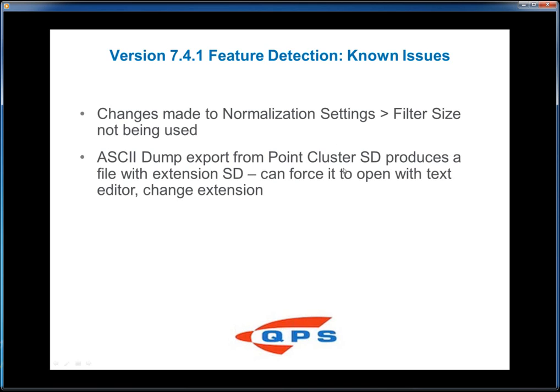And the other one was the Ascii dump export from the point cluster. So when you went to save in the feature detection tool, if you chose to do the Ascii dump, it's saving it with an SD extension. It actually is a text file, it just has the extension SD, and if you try to open it in Fledermaus, it won't work. You can force a text editor to open it. You have to change the extension and play with it a bit.